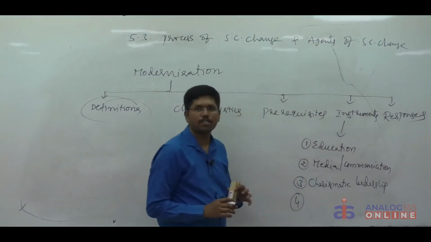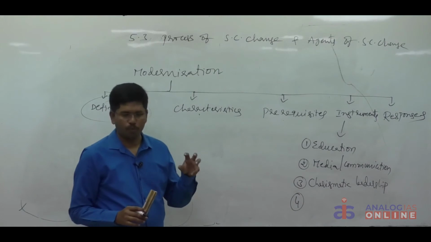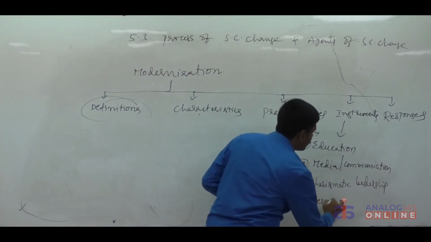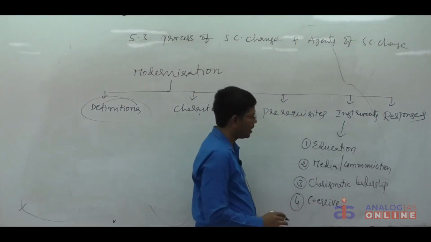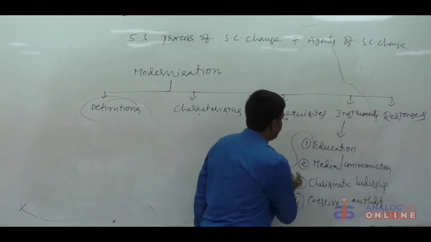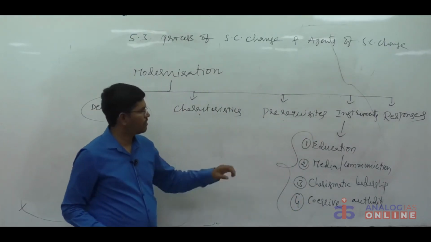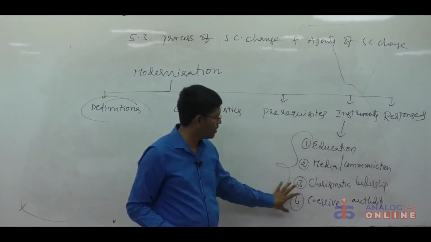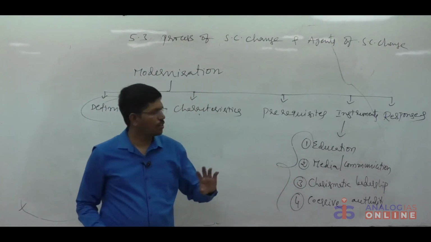Sometimes there may be some elements to resist the process of modernization. In such circumstances, the government must be coercive. Coercive government authority. These are the 4 instruments of modernization. First one is education, second one is communication, third one is charismatic leadership, and the fourth one is coercive government authority.